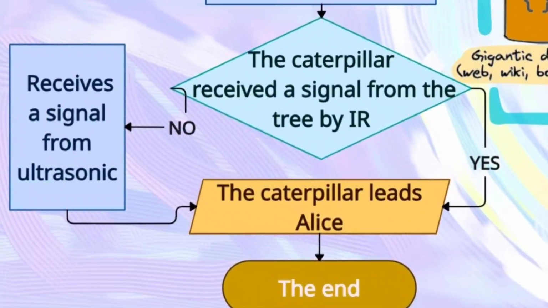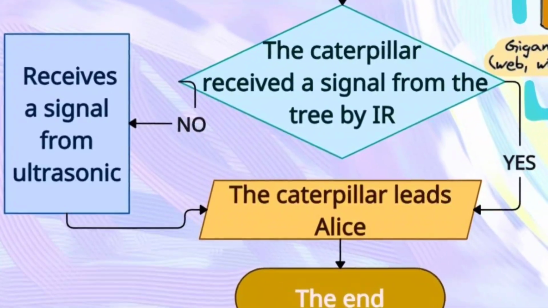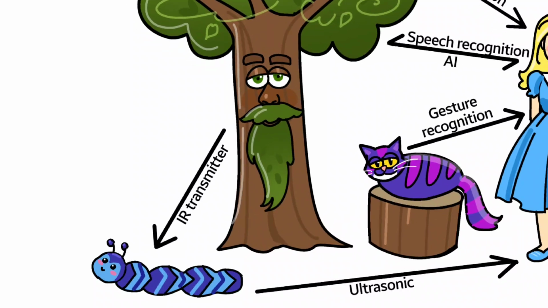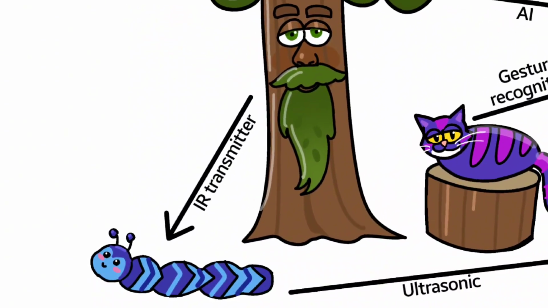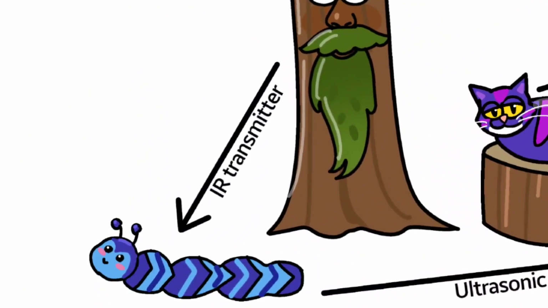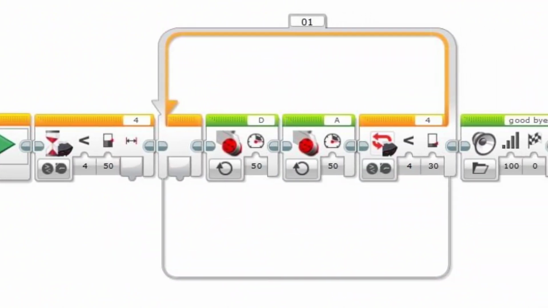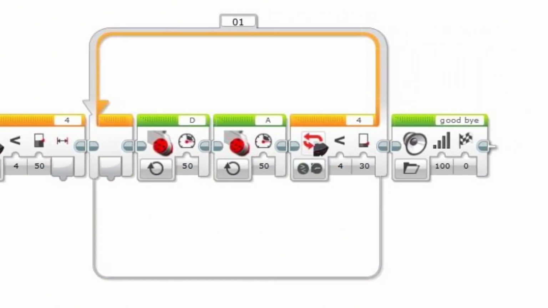An infrared sensor is also installed. The tree uses an IR transmitter to transmit a signal to the caterpillar and it begins its movement. The infrared sensor also plays the role of a rangefinder. This allows it to get out of a force majeure situation if the IR transmitter cannot transmit the signal.